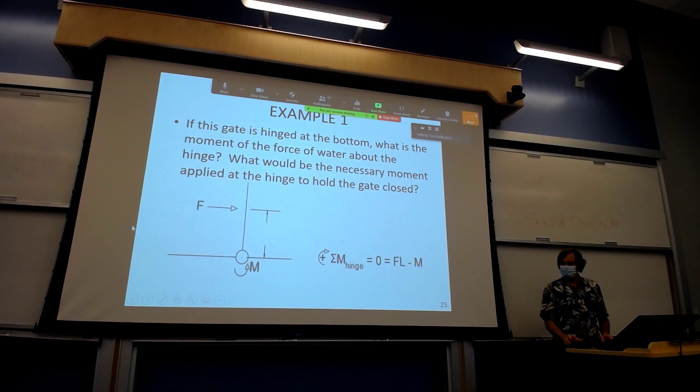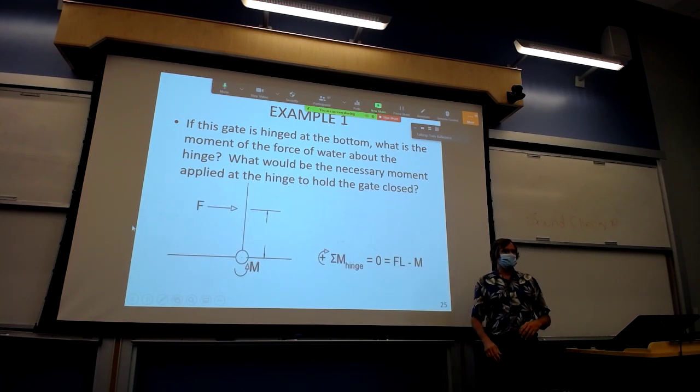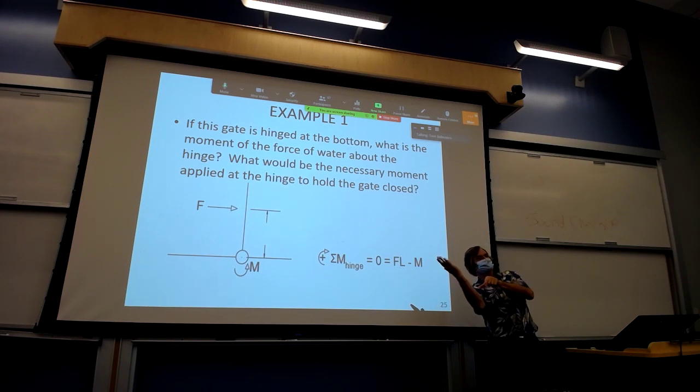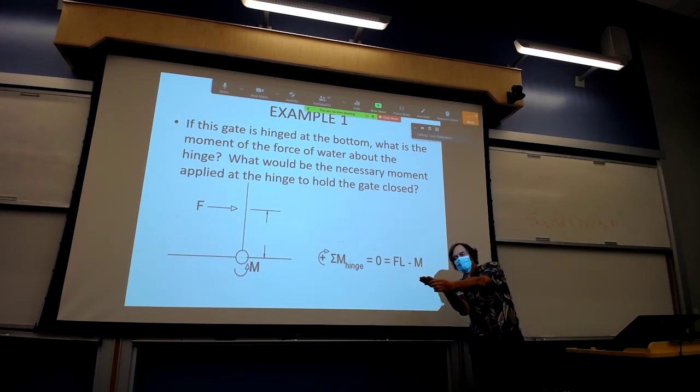So think of a mousetrap, right? You take that metal rail and there's a spring. That's what the hinge is. There's a spring there. And if you're holding the mousetrap open, you're applying a force at the top to counteract the moment that's being created at the spring. If you don't apply that force, you have mouse fritters for dinner.